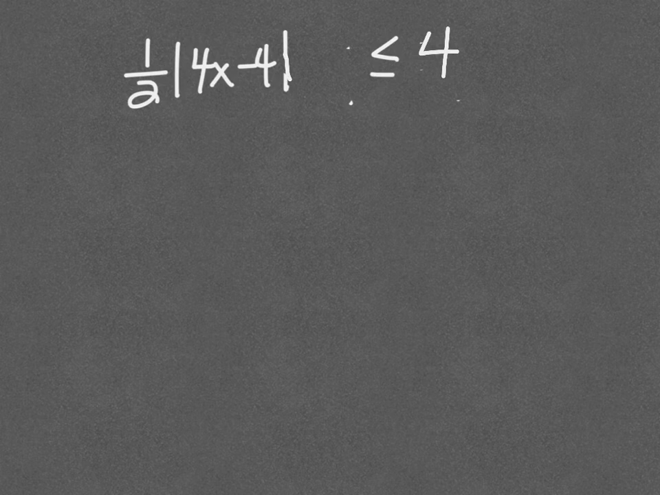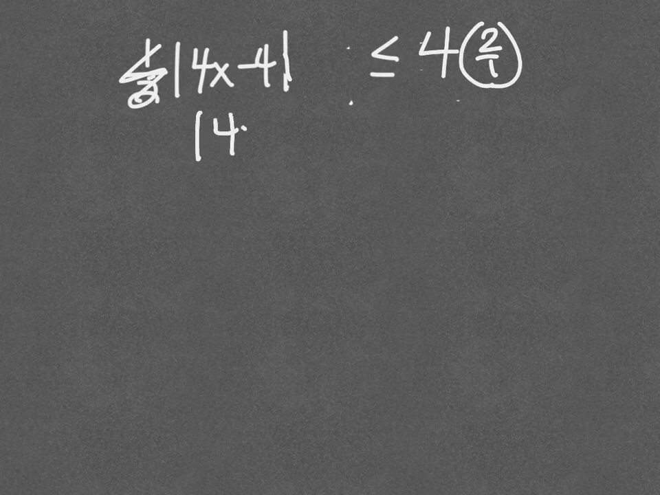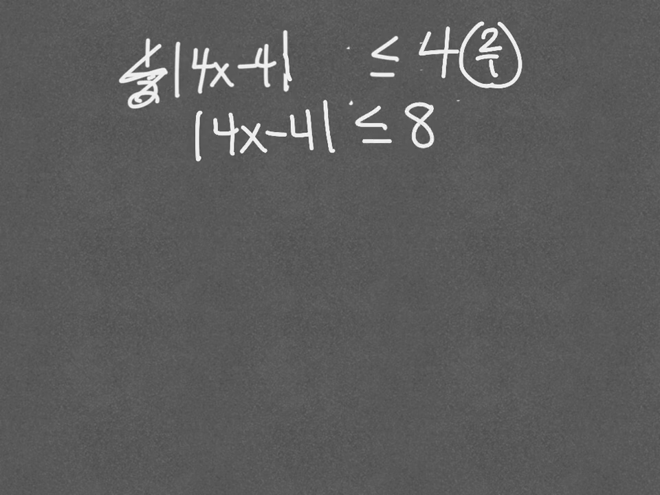All right, so now I need to get rid of 1/2. That's multiplying. So what I can do is divide, which is the same thing as multiplying by its reciprocal. Flip it. So this is gone. So the absolute value of 4x minus 4 is less than or equal to 8. Okay. All right, so everything's clean.